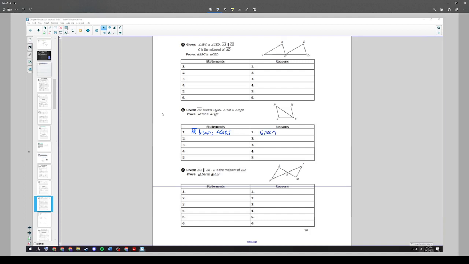And then we're going to mark that information on our drawing. What it tells us, since QRS was bisected, is that this angle and this angle are congruent. So we can go ahead and say that if we want to. That's what bisector gives us, is angle SRP is congruent to angle QRP. And that would be by definition of angle bisector.